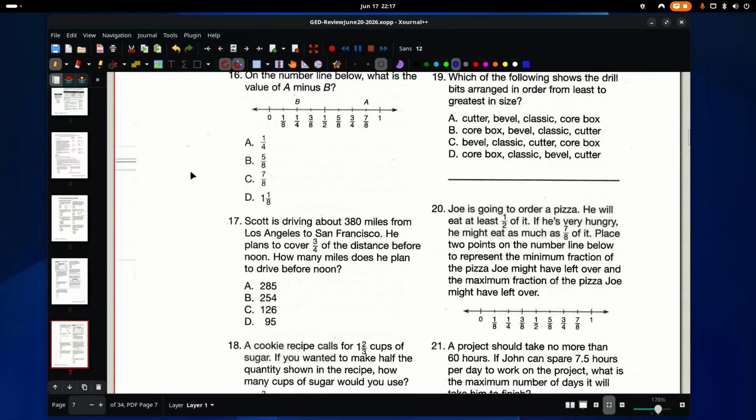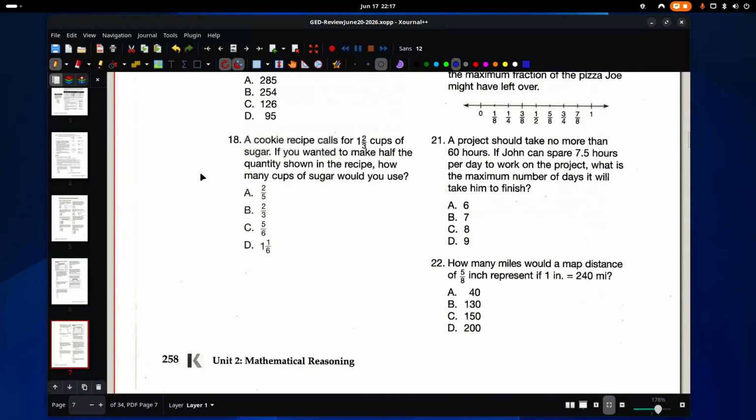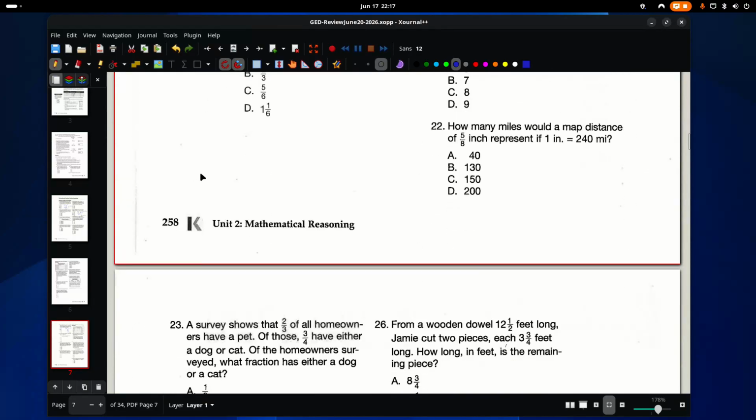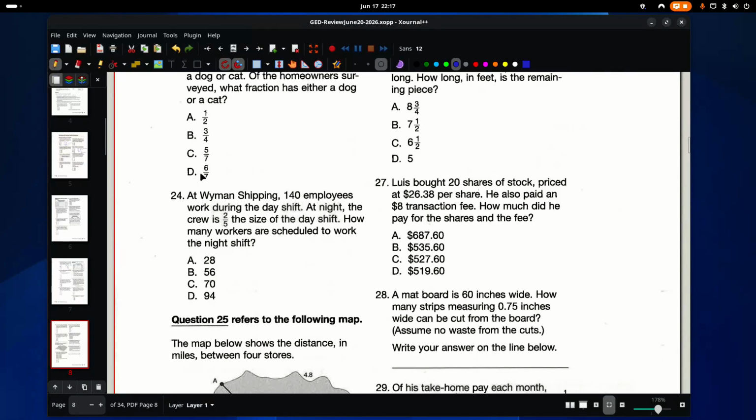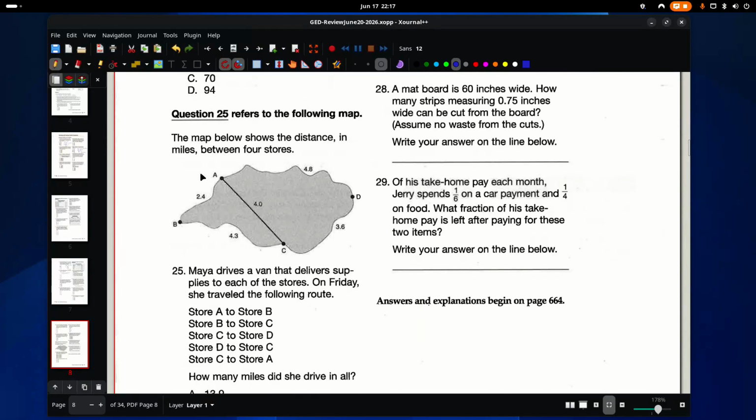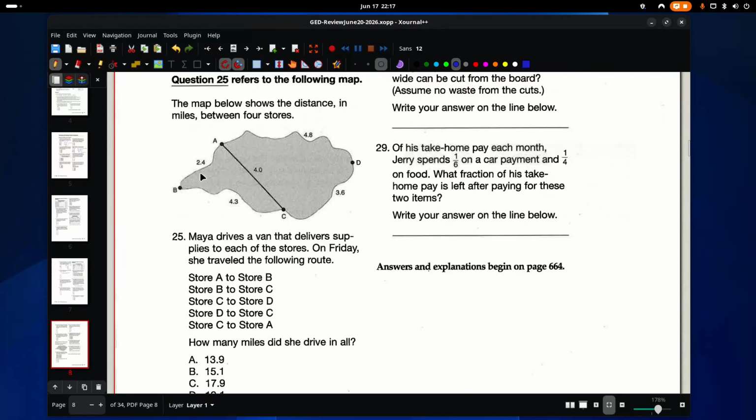A few more on number lines. We've done some of those though, so let's see. Lots of practice on some of those fractions.